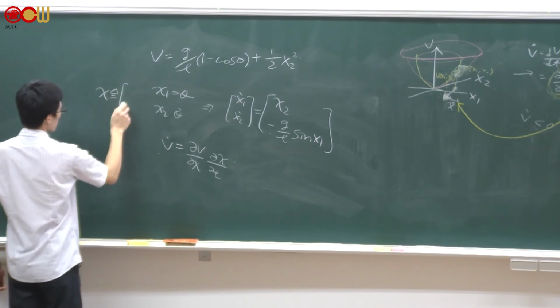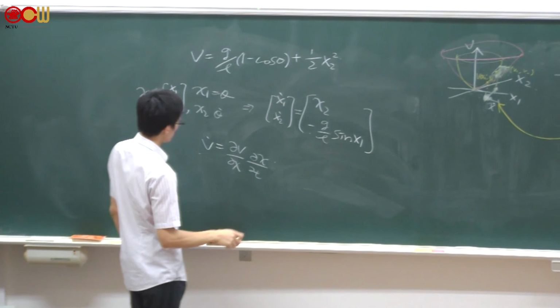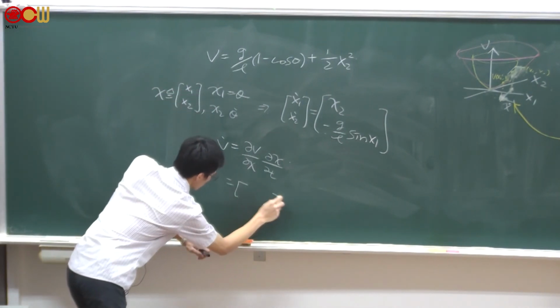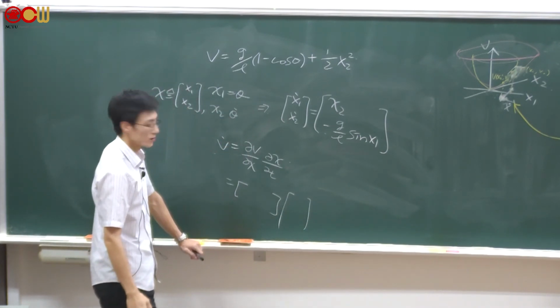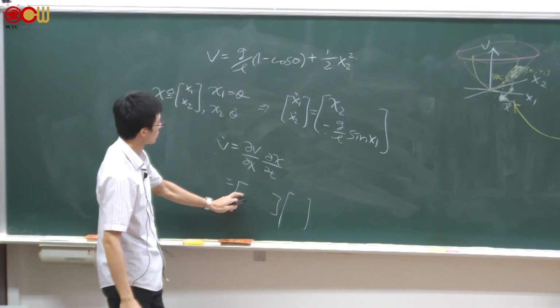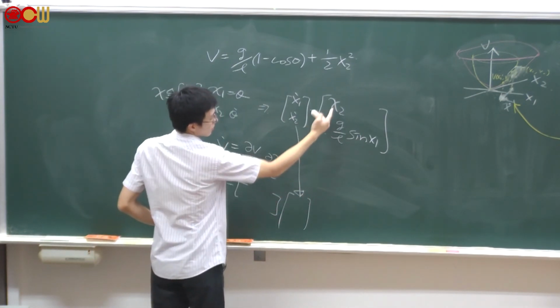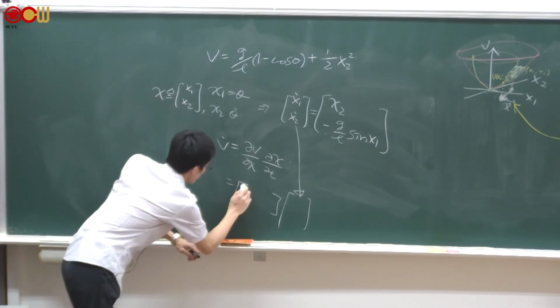X is defined as x1 and x2. You can imagine this will be a row vector, this will be a column vector. So what's this? This is from the dynamics. This is a column vector, and this will be a row vector. What's this?